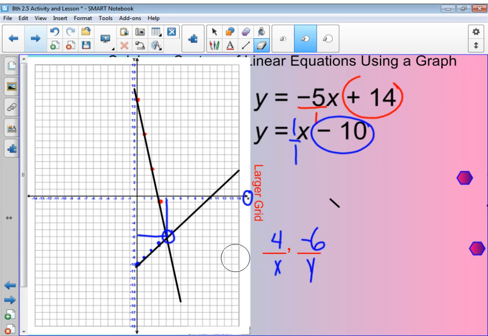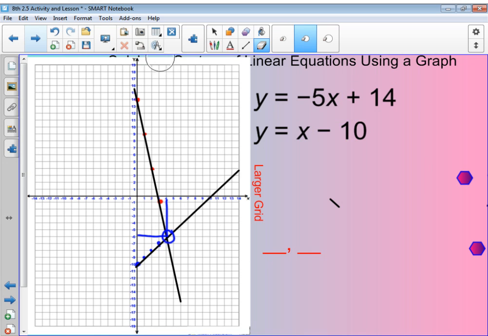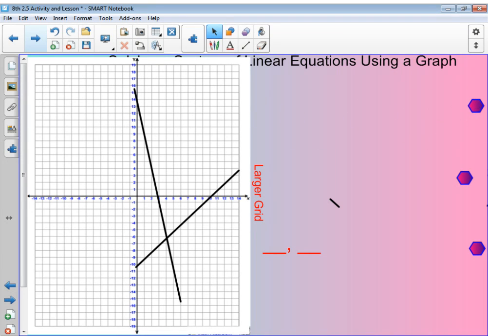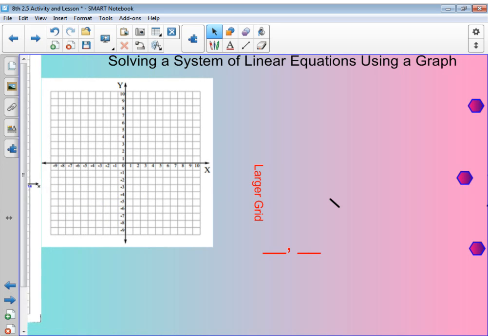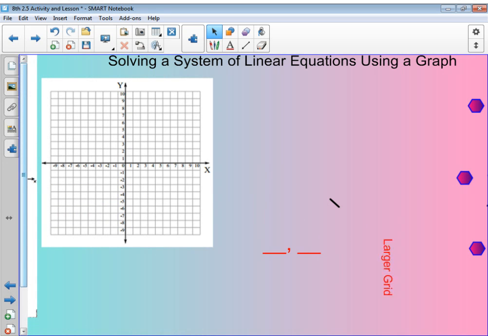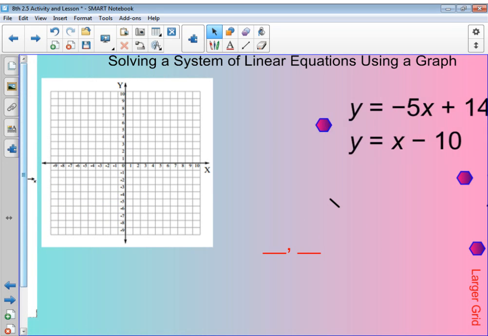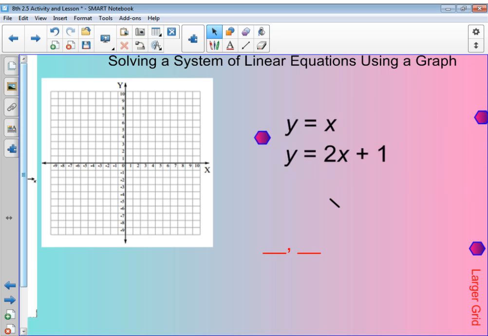Okay, so I'm going to go ahead and put one out here and have you perform this one. You'll do this on your whiteboard. Okay, so let's go ahead and, whoops, wrong one. Try this one.